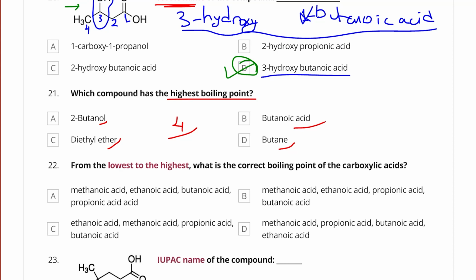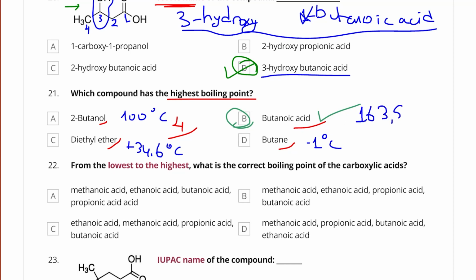The one with the highest polarity and also the highest ability to form hydrogen bonding has the highest boiling point, which is, tell me, yes, correct. The butanoic acid is the answer, my dear friends. Then butanol, then ether, and then butane. For butane, the boiling point is -1 degree Celsius. Ethyl ether, plus 34.6 degrees Celsius. Butanol, 100 degrees Celsius. And butanoic acid, 163.5 degrees Celsius. Even though they carry the same number of carbon atoms in the backbone, due to the functional groups they have, the boiling points are very different.